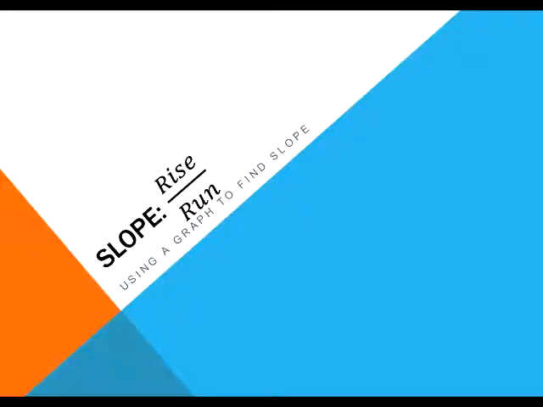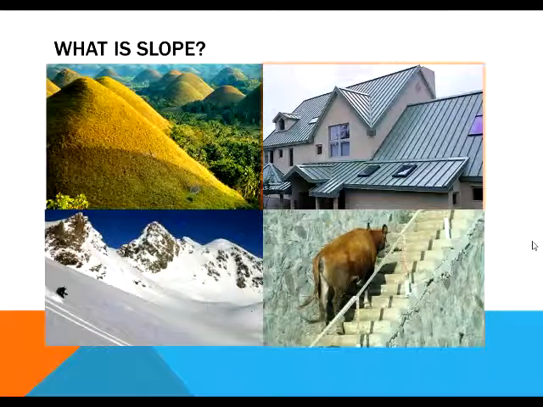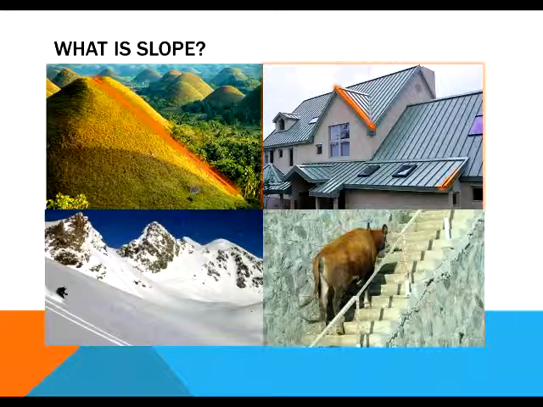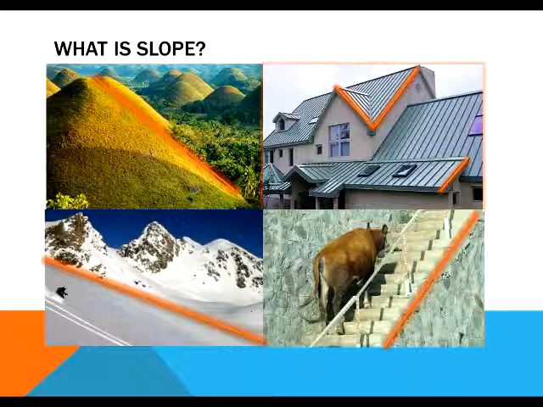Today we're going to talk about the slope of a line, which in essence is the angle of the line. So what is slope? What's the best way to think of it? I like to use real-world examples such as the slope of a hill or the various slopes of a roof, the slope like a ski slope, or the steepness of the stairs. That's a good way to think of it. Slope is saying how steep is the line.